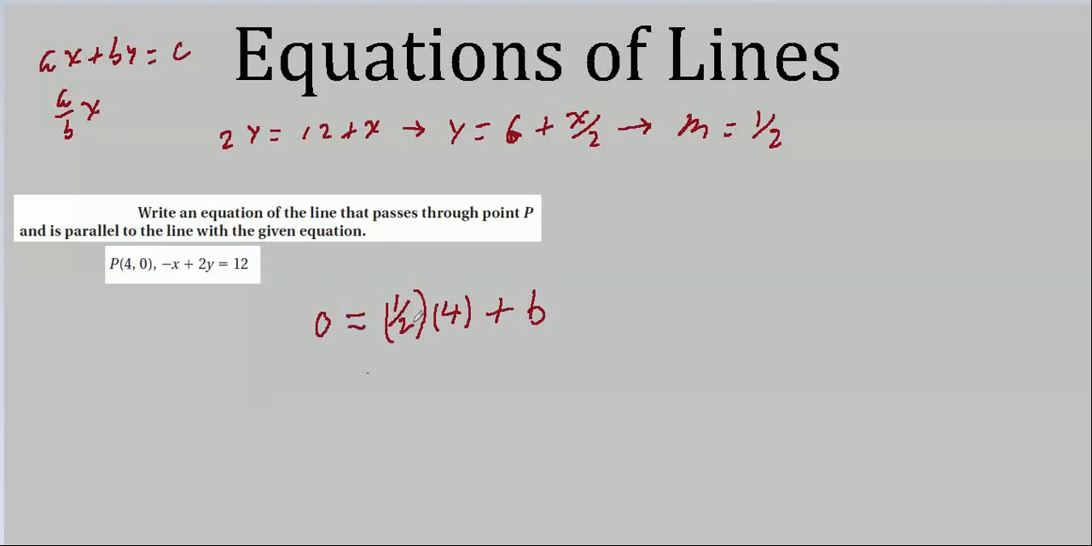Well, this is 2, so it seems to me that b must be minus 2, right? That way, this will turn out to be 0. We have 2 plus a minus 2. So, our line, parallel to this line, passing through the point 4, 0, is 1/2 x minus 2. See? Pretty easy.